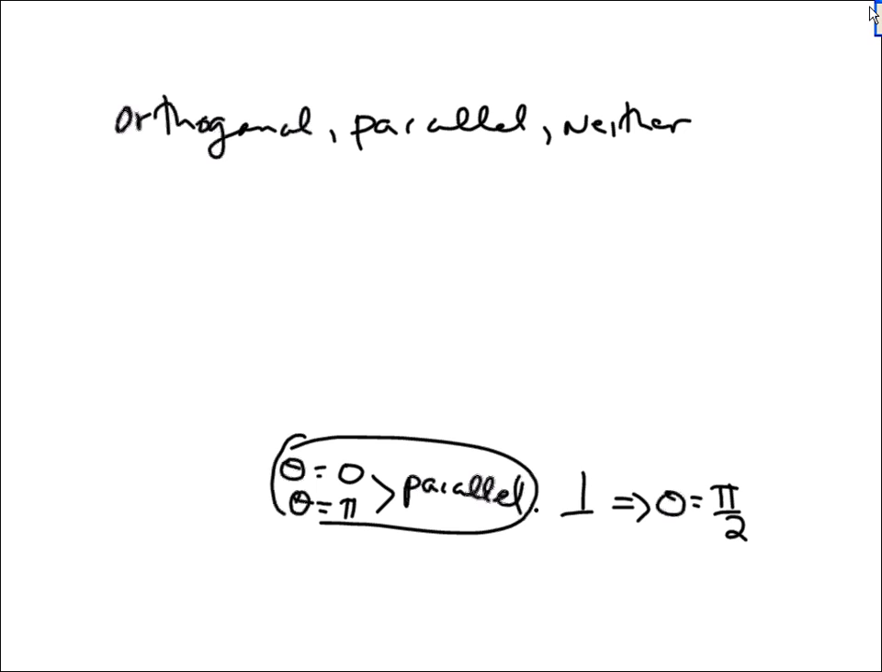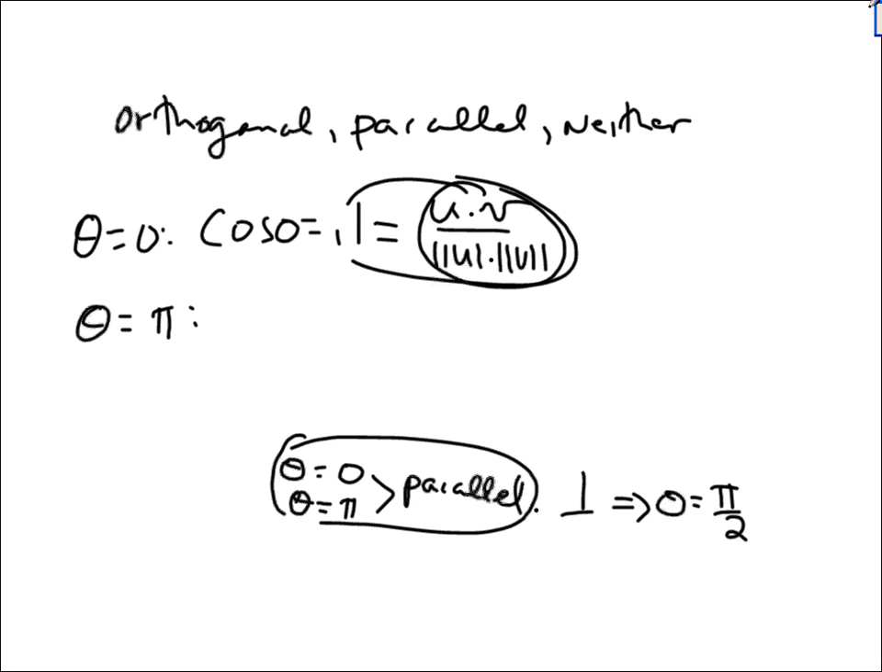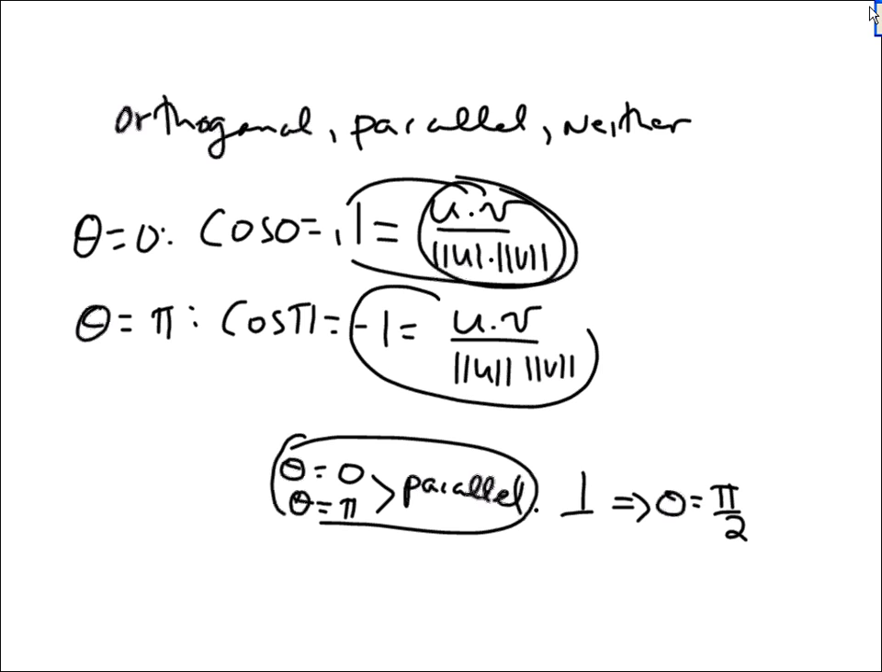All right, let's see what happens here. Let's suppose the angle is 0. So the cosine of 0, which is 1, is equal to u dot v divided by the length of u times the length of v. You actually have to do the calculation. If the angle is pi, the cosine of pi is negative 1, and that equals u dot v divided by this mess. If you compute the right-hand side of that formula and you get negative 1, you say parallel.